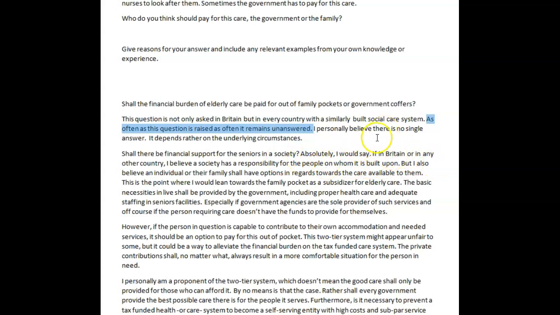And then I don't like "if" here. It felt a little strange to me. So in Britain or in any other country, I believe a society has a responsibility for the people on whom it is built, period.